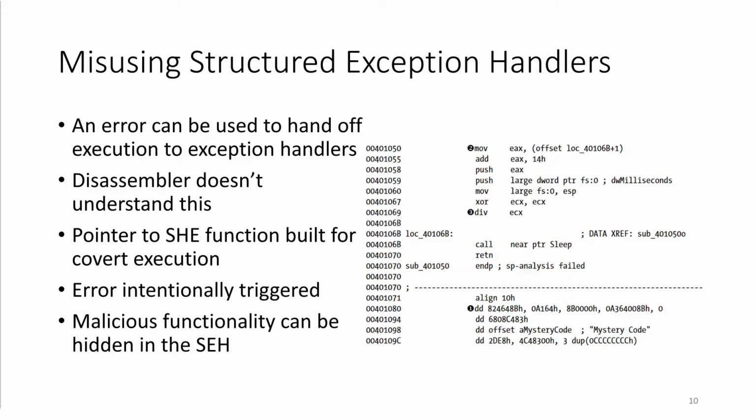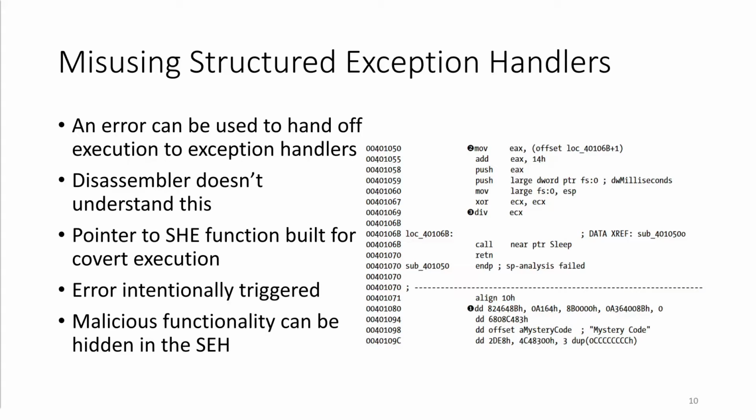Another technique used to obscure control flow is the misuse of structured exception handling. When an error is encountered in a thread, execution can be handed off to special functions to recover from the error. These functions are called structured exception handlers since they are chained together to handle the various error conditions that might occur in a program.